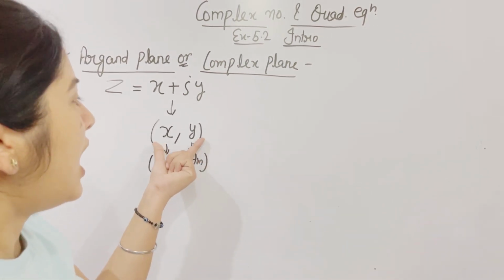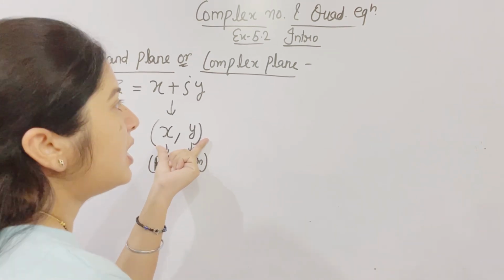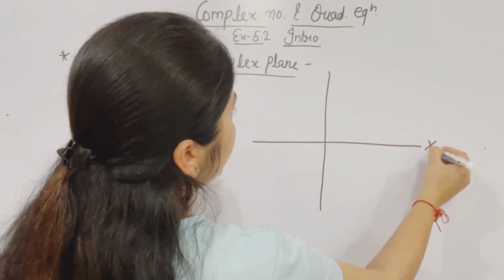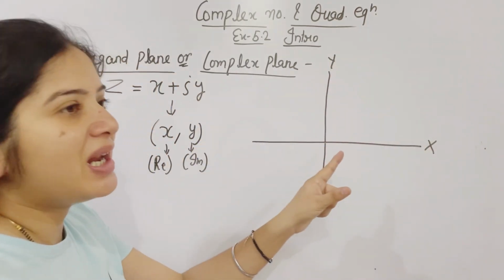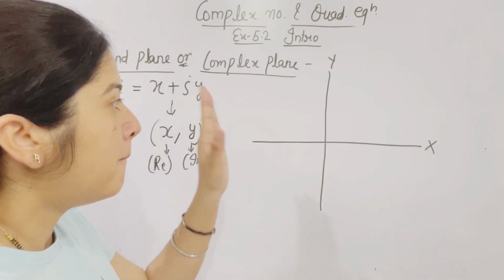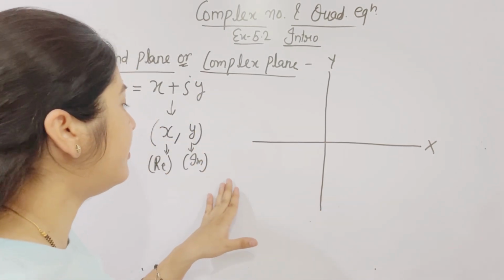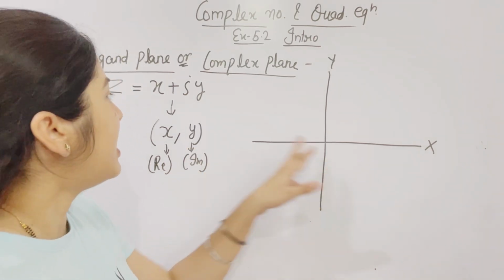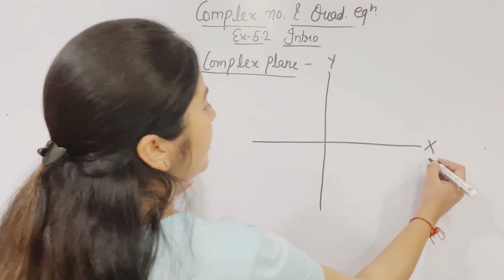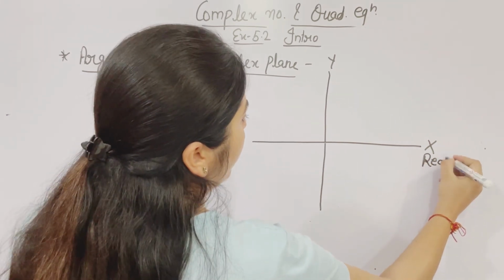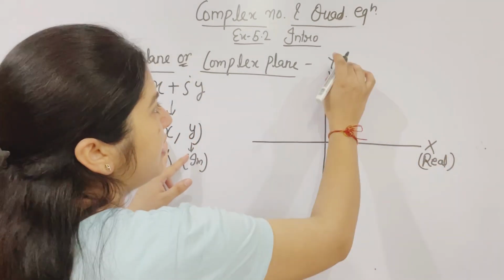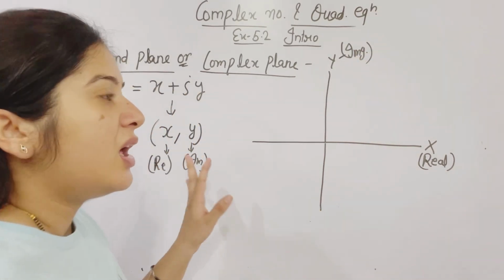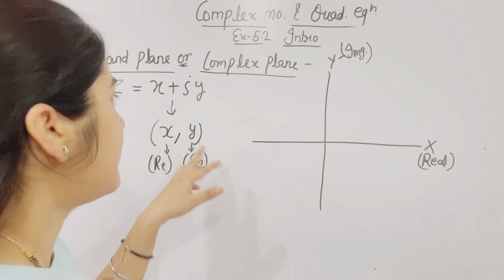And we know how to represent the ordered pair in a plane where two axes are there, one is x and one is y. That plane is the coordinate plane or Cartesian plane, but there is some difference. The difference is now we have to represent a complex number where the x-axis will show the real part of the complex number and the y-axis will show the imaginary part of the complex number. The other process is the same.